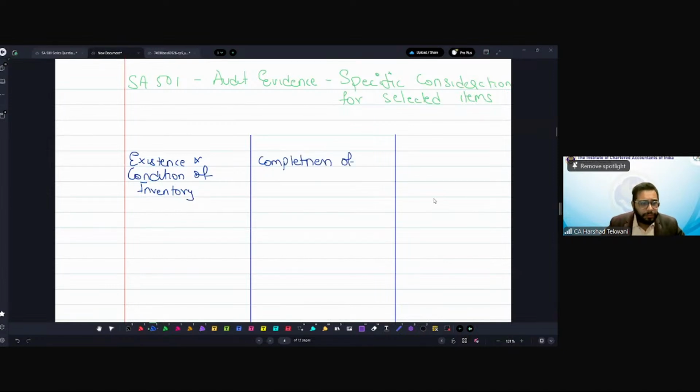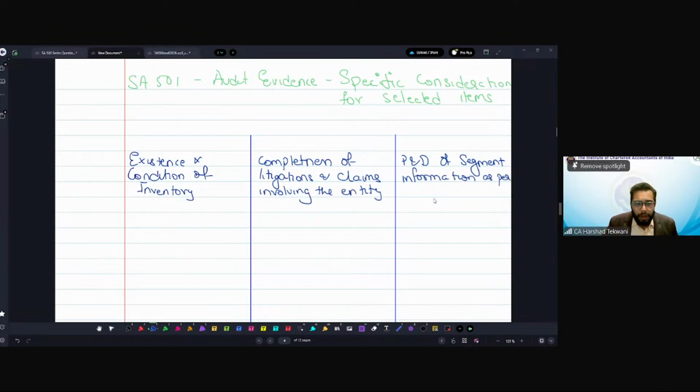Of litigations and claims which is involving the entity. And the third part is the presentation and disclosure of segment information in accordance with, or as per, the applicable financial reporting framework.